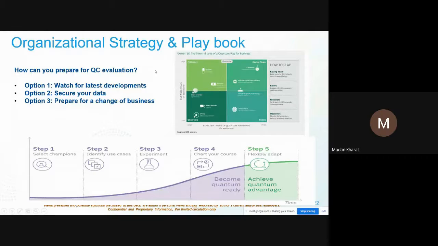So yes, there are a few strategies. One is to watch for the latest developments. In general, whenever new things come, as a business I will keep my eye on the new developments. Because it is quantum computing, the realization of breaking RSA-based encryption is in the very, very near future. We are not talking about a decade. We are talking about 1 year or 2 years.